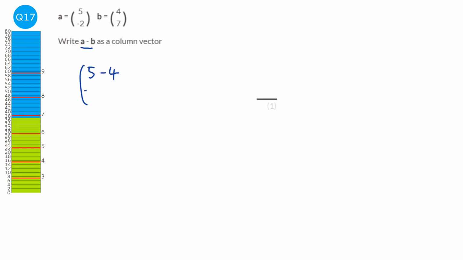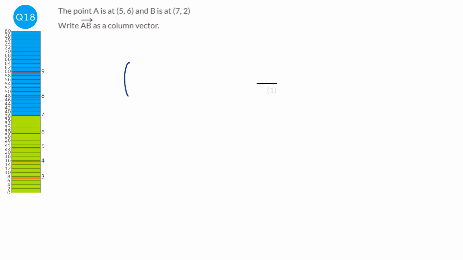And we're going to do the same with the bottom. So we're going to take away the minus 2, we're going to take away the 7. 5 take away 4 is going to be 1. Minus 2 minus 7 is going to be minus 9. So our vector will be 1 at the top and minus 9 at the bottom.